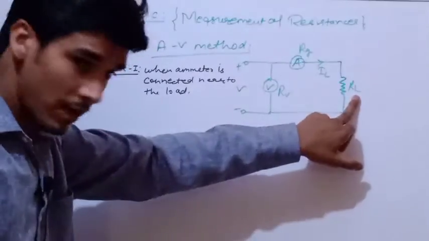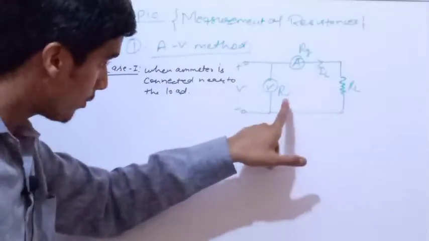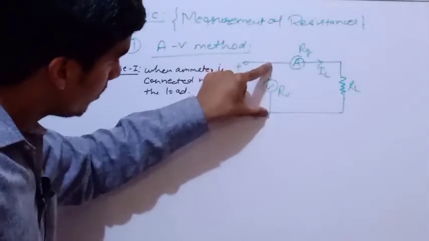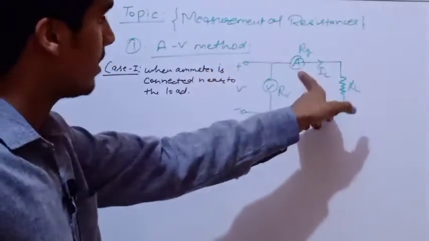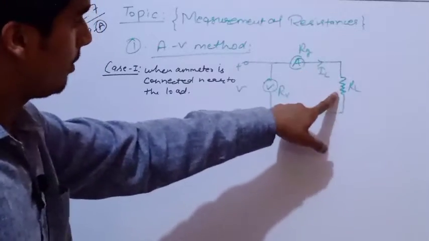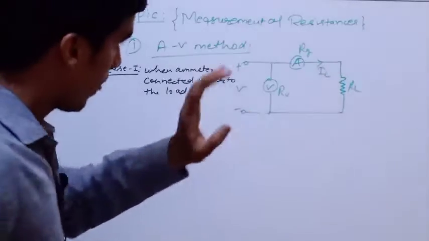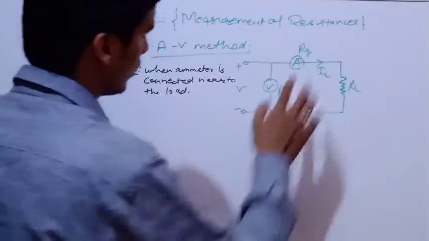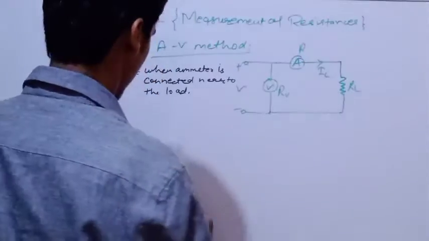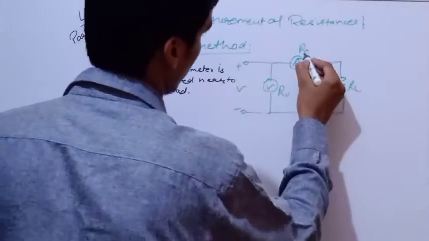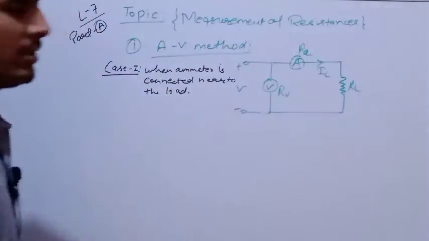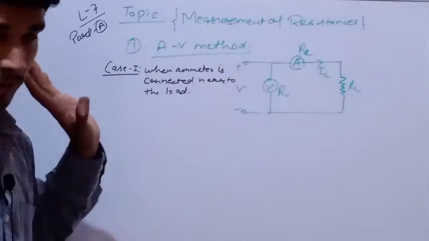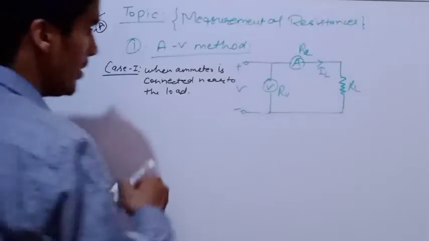In this situation, what you want to find out is the value of RL. So you want to take the readings of the voltmeter as well as the ammeter. What will be the voltmeter reading? It will be the sum of the voltage measured across the ammeter and the voltage across RL. RG, you can mention this as RA also, for your convenience. RA is the resistance of the ammeter and RV is the resistance of the voltmeter.